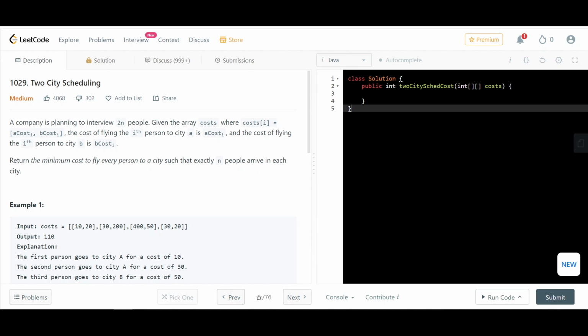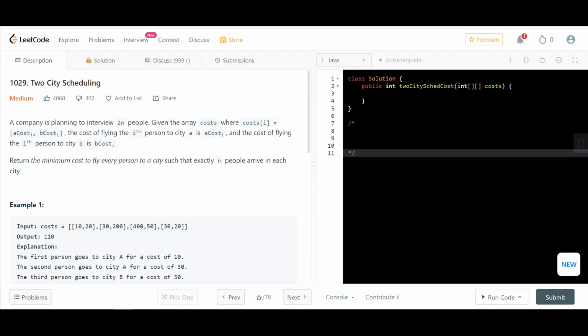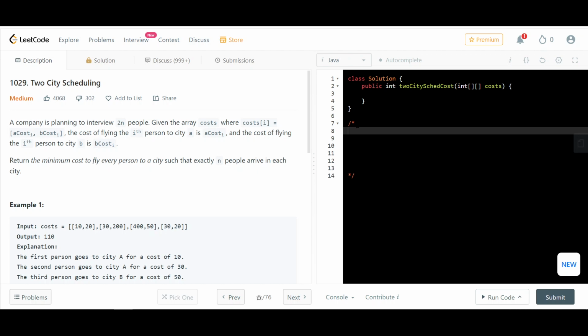So who is the first person that I will send to city A? One thought can be that I will send the person to city A if his cost of sending to city A is minimal. So in this case, I'll sort by just the cost of sending to city A. So 10, 30, 30, 400. I feel like I want to send this person to city A. And then maybe I continue this, and next will be 30, 30, 30, 30.